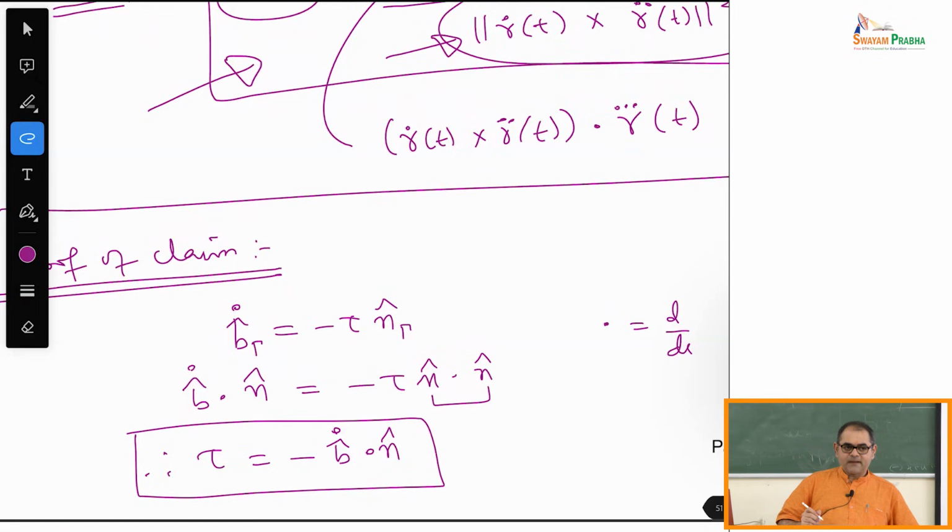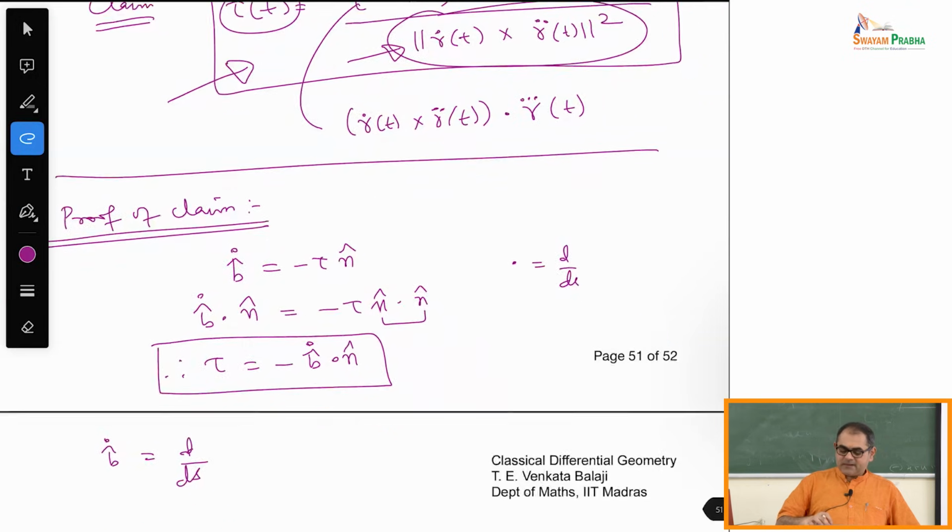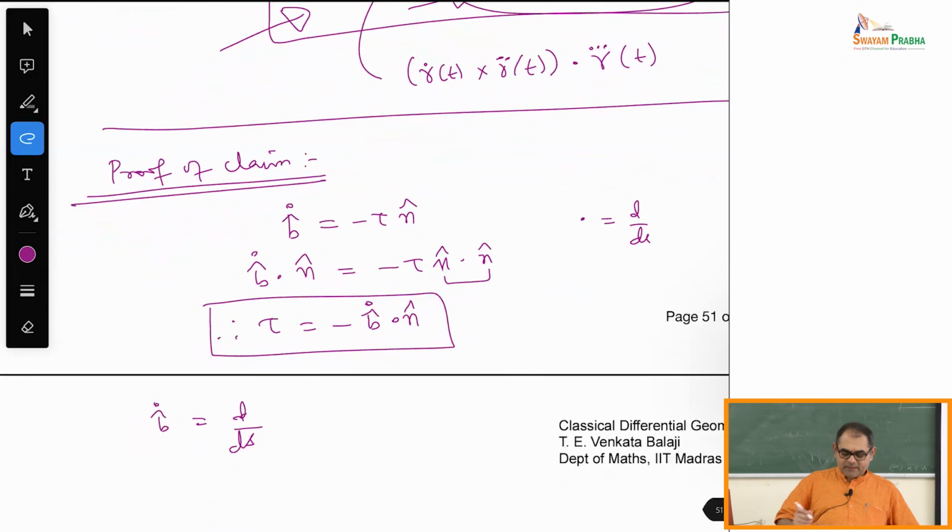Okay, and you can be very careful, but I'll be not so serious about it. Okay, but it is there at the back. You should remember that. Okay, so you see b cap. So that's the reason when I write b cap dot, it's with respect to d by ds.